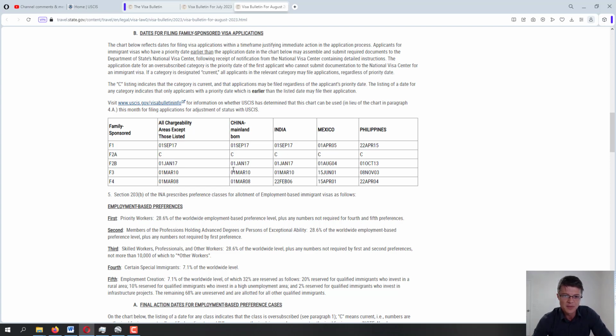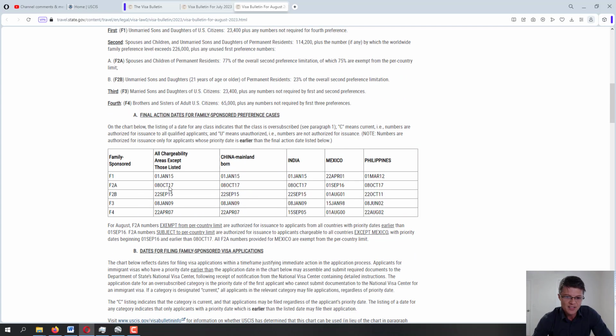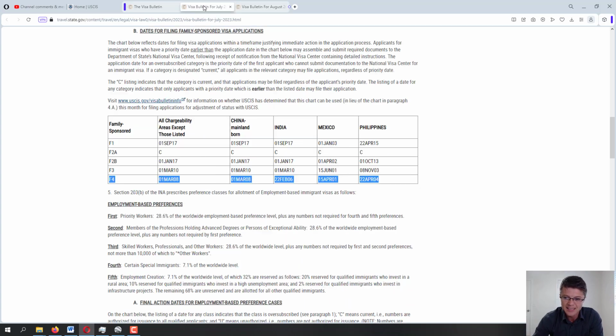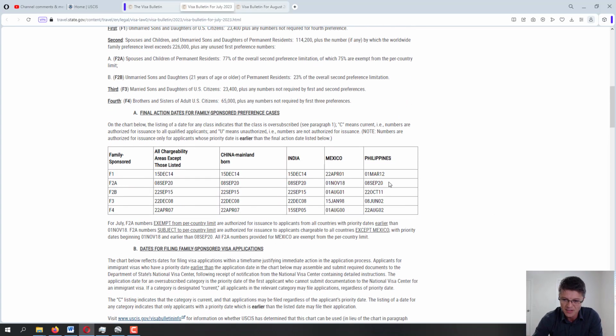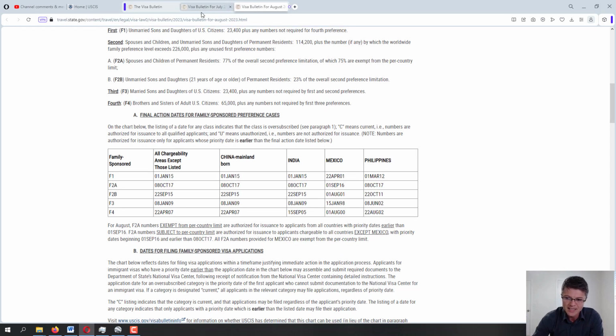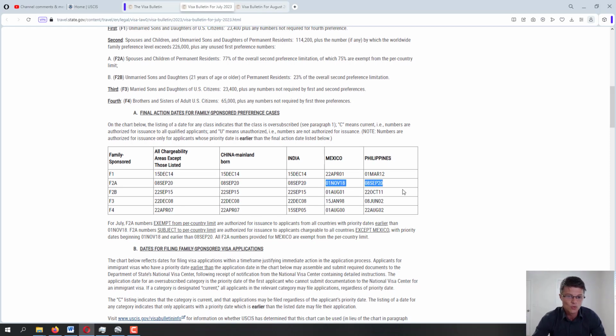So it looks like the biggest news and the biggest movement, which was not a good movement, was for the F2A category on the final action dates, graph A, for all chargeability, for China and for India. Actually, let me take a look at the Philippines. I think for Philippines too, yes, for Philippines as well, and then for Mexico as well. So not so good movement for F2A, unfortunately.